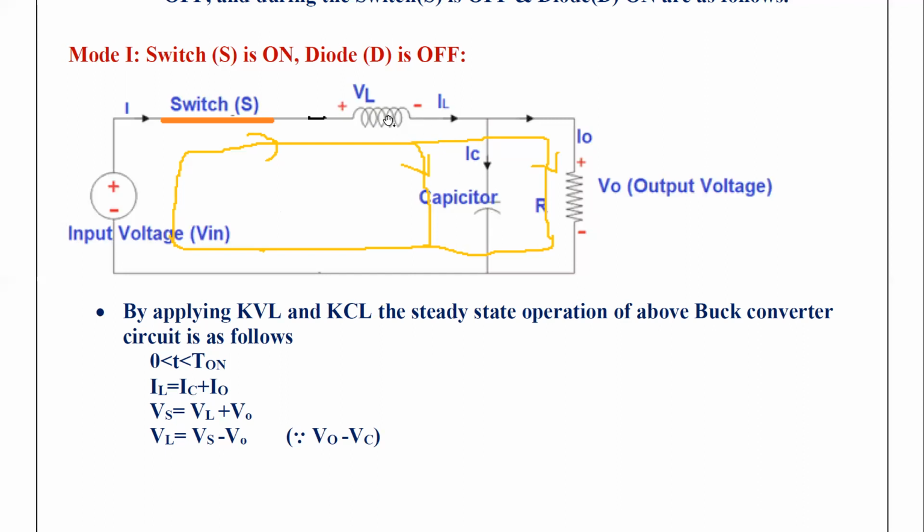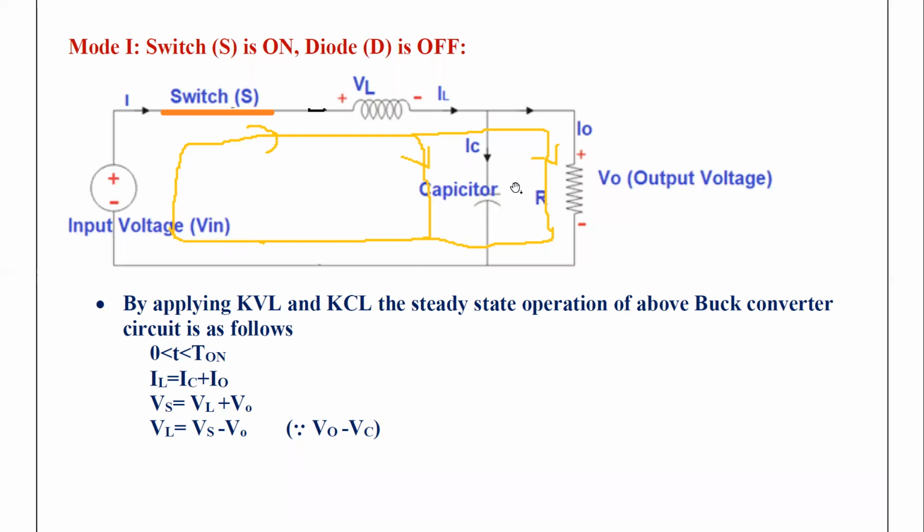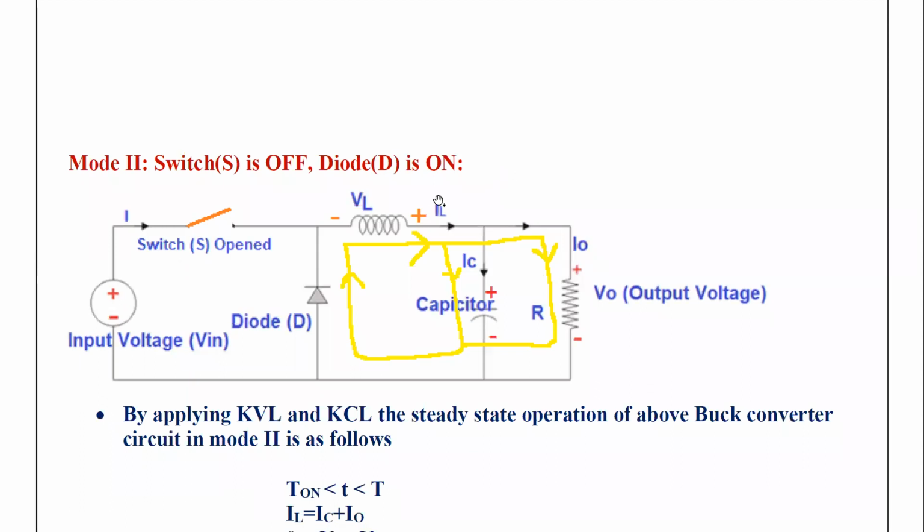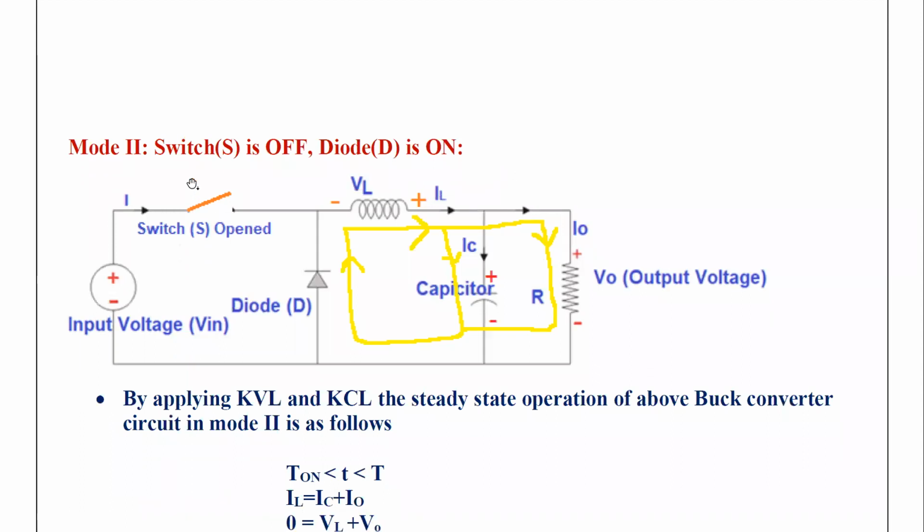That means when the capacitor and inductor reach steady state, you can calculate some parameters. For calculating capacitor current IC, we are using this KCL equation: IC is equal to IL minus I0, and to calculate the VL, we are using KVL: VL is equal to Vs minus V0. For the inductor, we use the voltage second balance equation, and for the capacitor we use the ampere second balance condition.